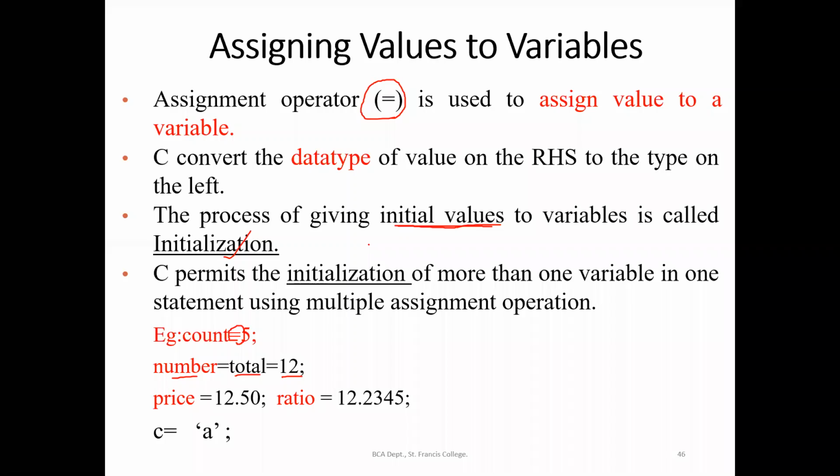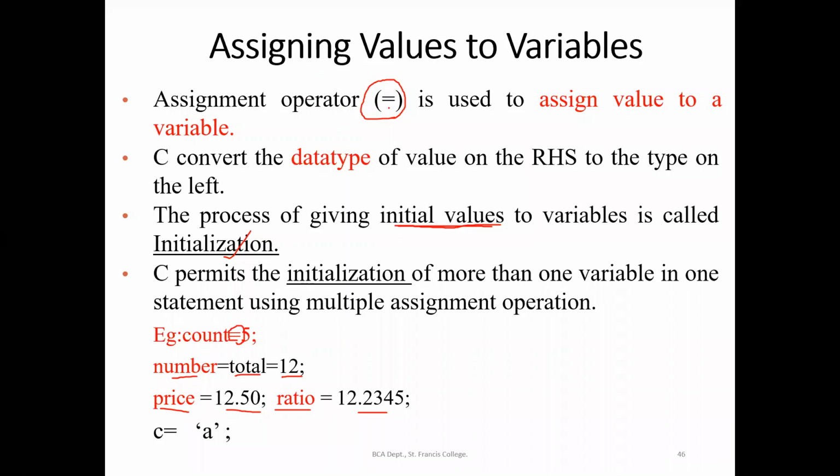Initialization gives an initial value. It need not always be 0. Sometimes we want some number to start from 12, or here price we are making it 12.5, and ratio we are making it 12.23. So this will be the initial value of ratio and the initial value of price. Whatever we are planning to have as a starting value, we can mention during the initialization.